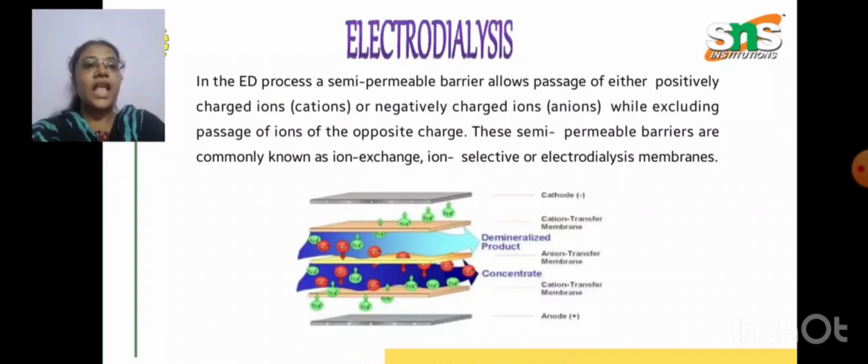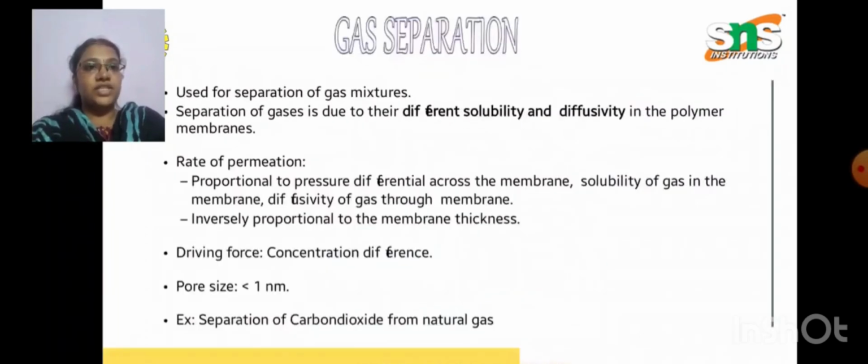And coming to electrodialysis, it is also one of the methods where a semi-permeable barrier will allow passage of either positively charged ions or negatively charged ions, while excluding the passage of ions of the opposite charge. And these semi-permeable barriers are commonly known as ion exchange, ion selective, or electrodialysis membranes. So we can find the process of electrodialysis in the picture below.